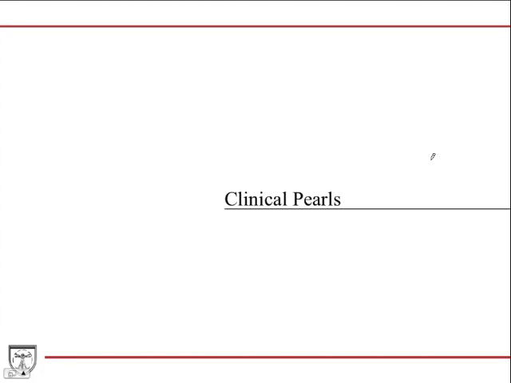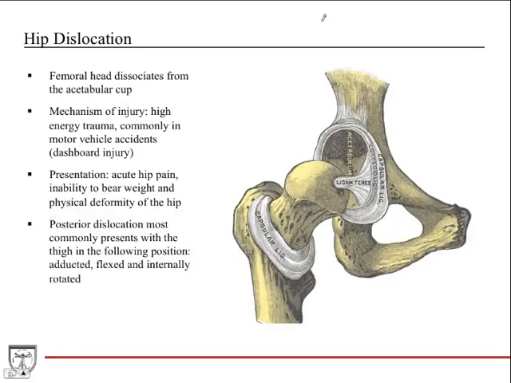All right, so some clinical pearls relevant to the hip joint. So first, hip dislocation. It's in the name. It's where the femoral head dissociates from the acetabular cup. So almost kind of shown here in this diagram here, where it comes out of the cup like that. Mechanism of injury is typically high energy trauma, commonly in motor vehicle accidents.